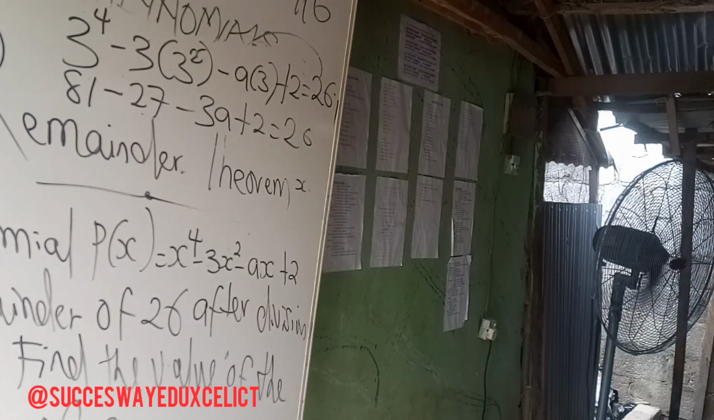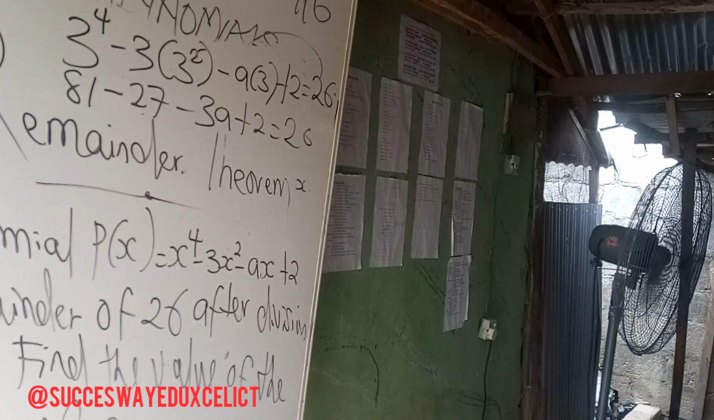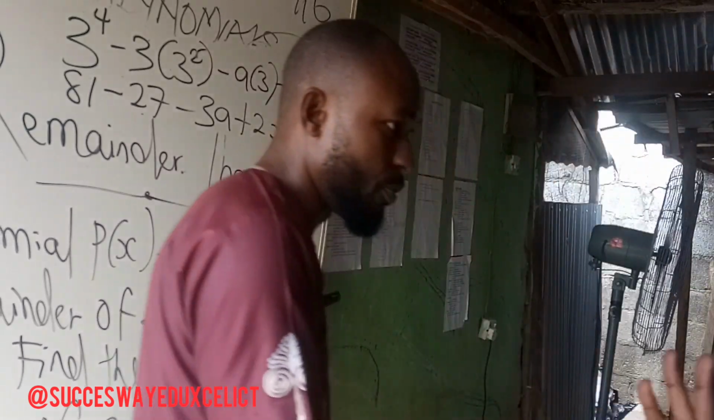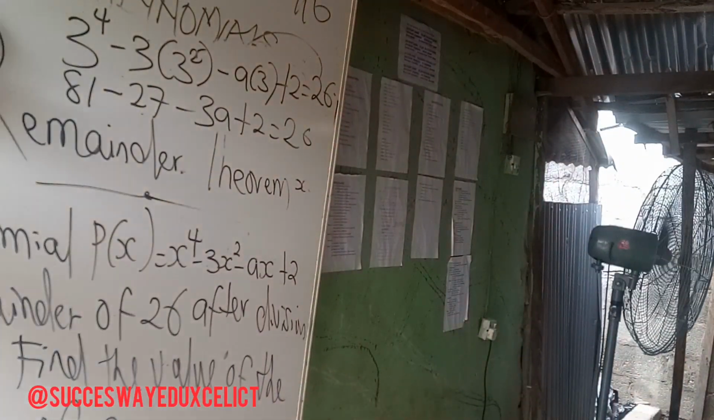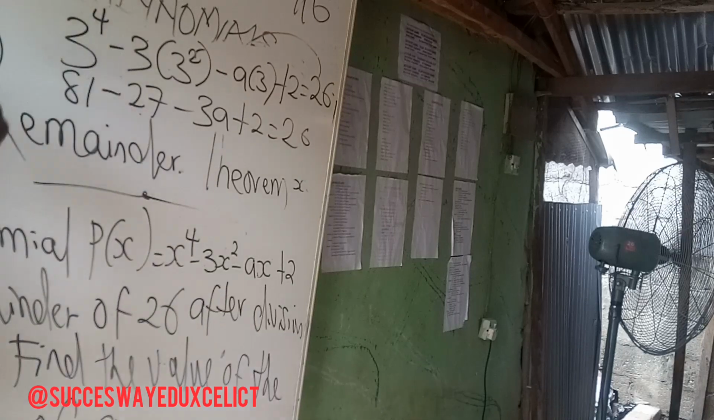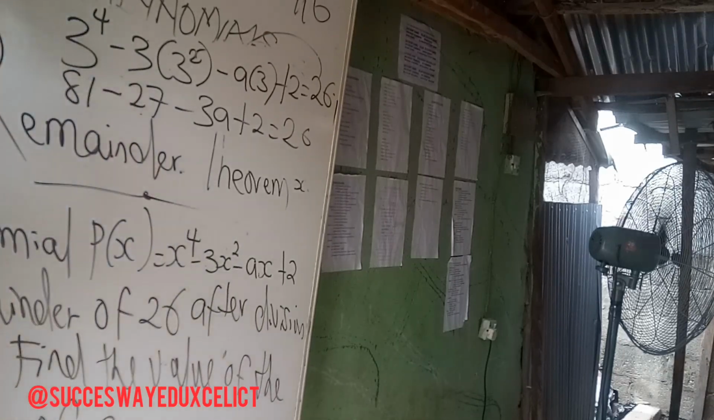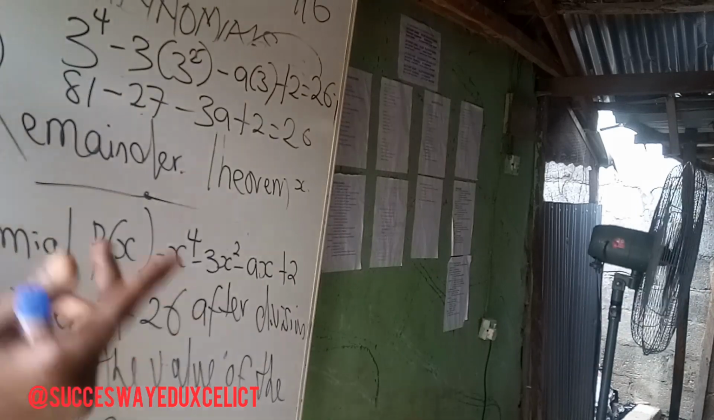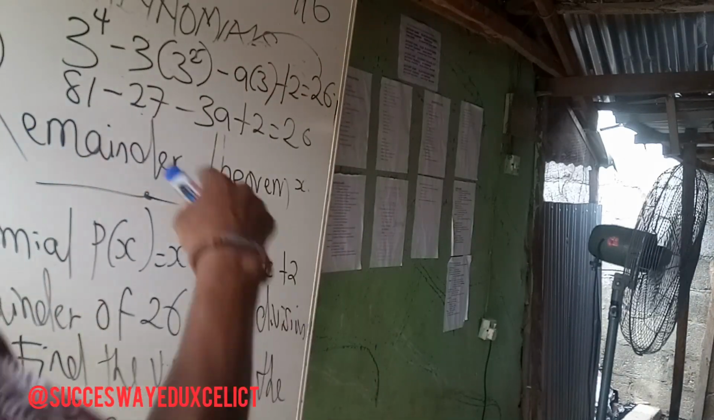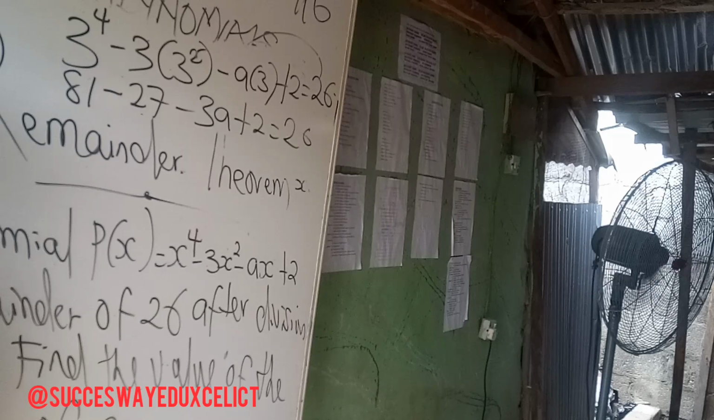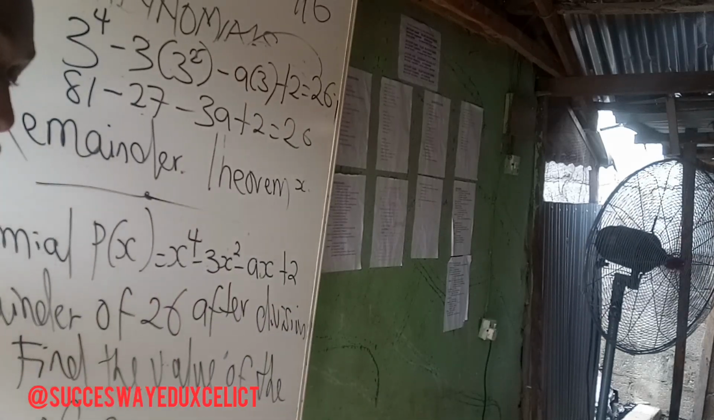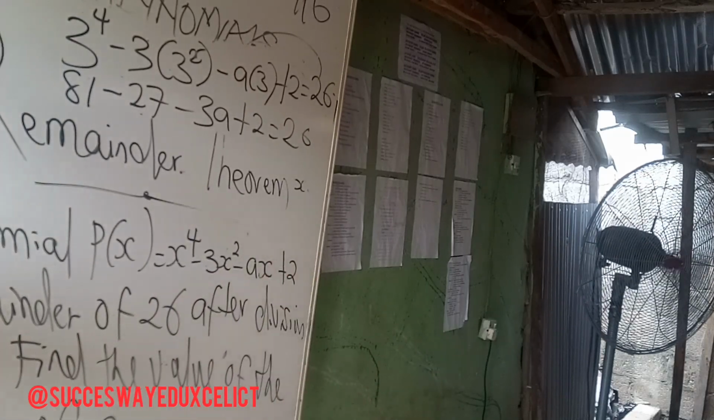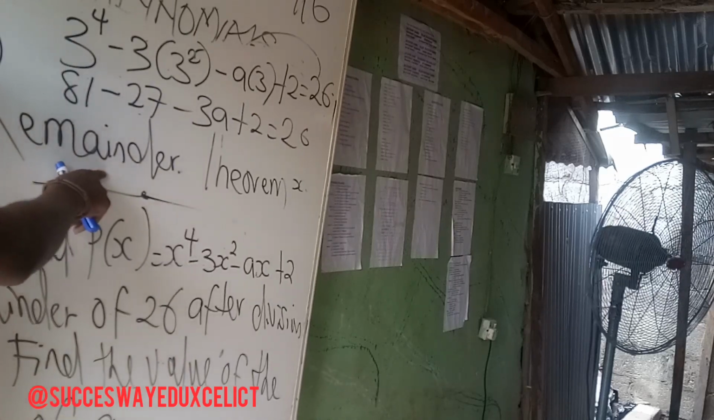Why am I doing this? Irrespective of however the question might come, you should be able to do that. If it's a long division, for you to get your quotient, you should be able to do that. If it's the long division, for you to get your remainder, you should do that. If the question is asking for only the remainder, no need of doing the long division. To save you the stress, to save you the time, all you need to do is use the remainder theorem.